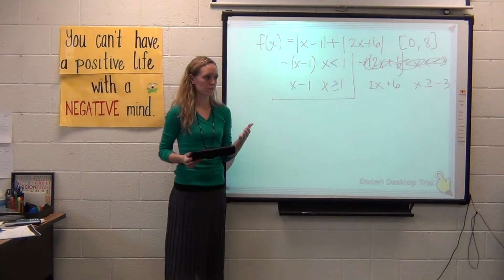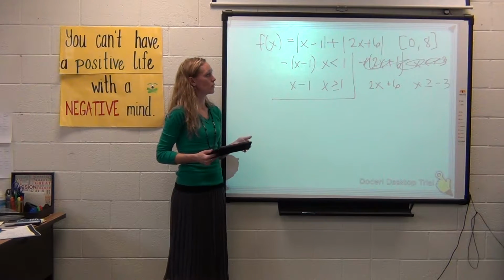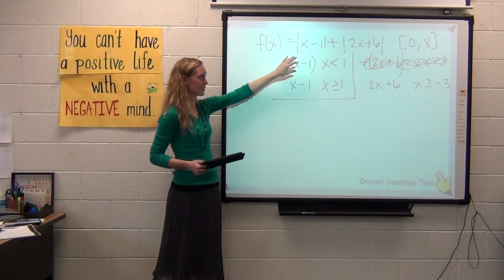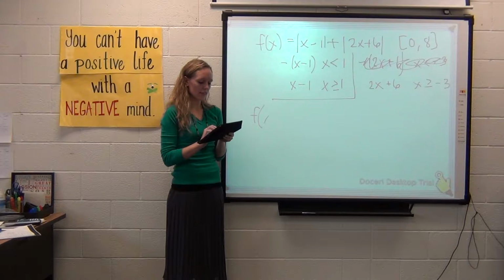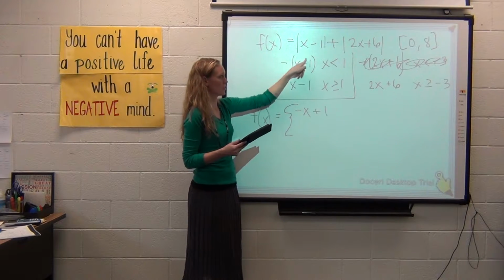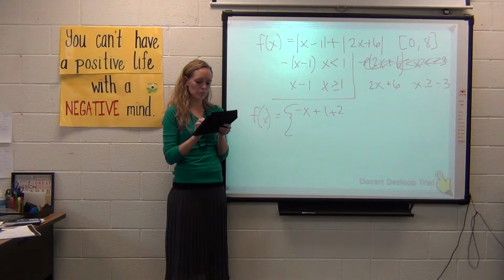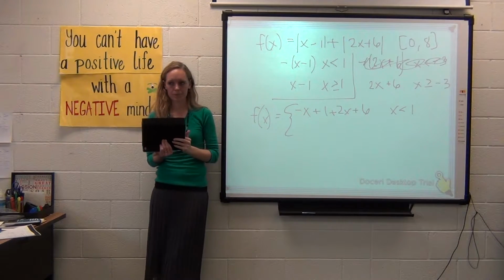What about x is less than 1? We're not even there yet. I'm talking about this first one. So I can write this as a piecewise function where I have -x plus 1. All I did was distribute this negative. And it's being added plus 2x plus 6 as long as x is less than 1.